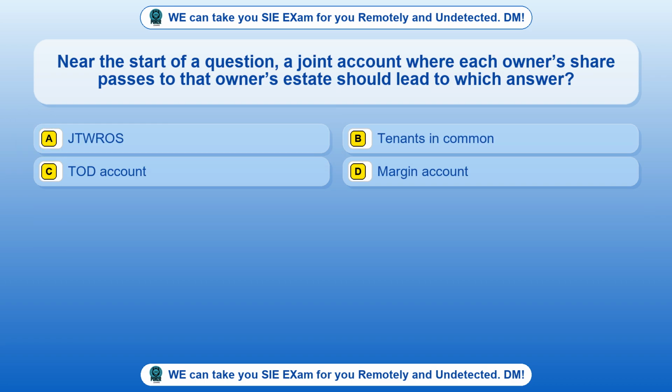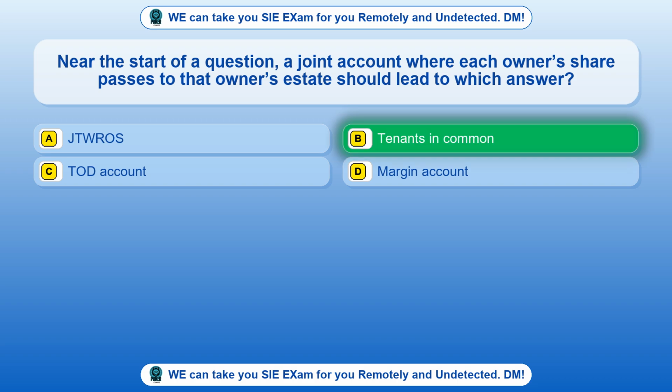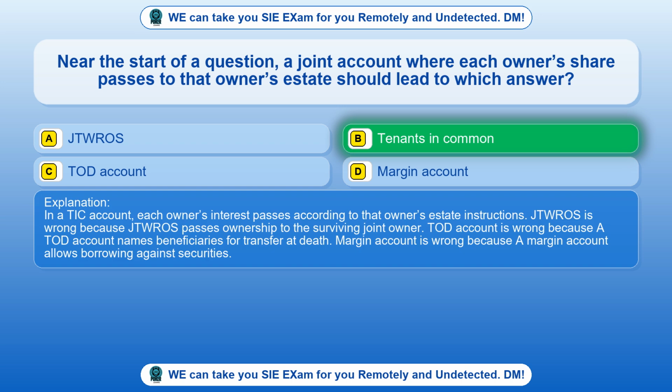Question 98. Near the start of a question, a joint account where each owner's share passes to that owner's estate should lead to which answer? Option A, JTROS. Option B, tenants in common. Option C, TOD account. Option D, margin account. The correct answer is option B, tenants in common. In a TIC account, each owner's interest passes according to that owner's estate instructions.